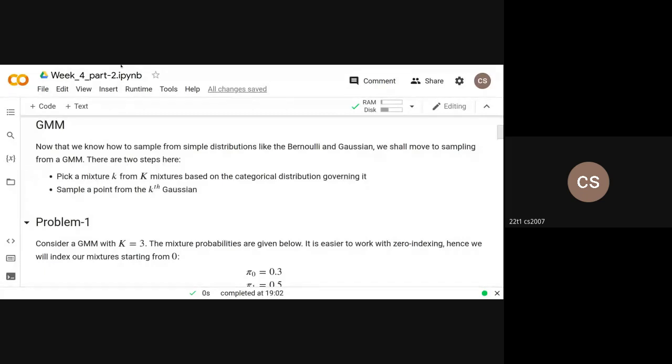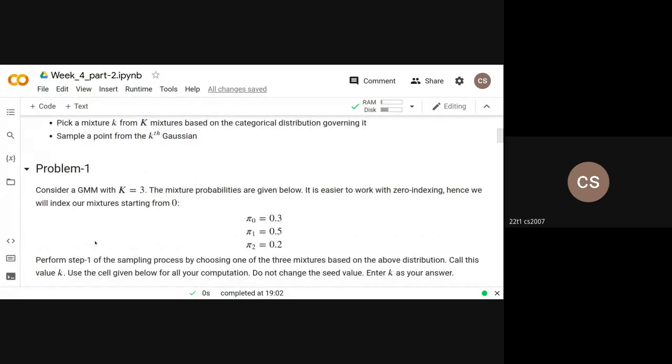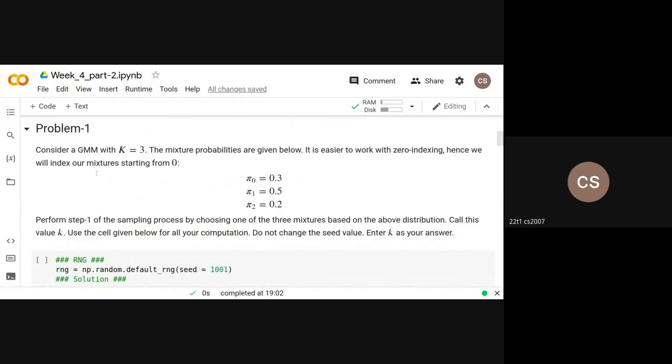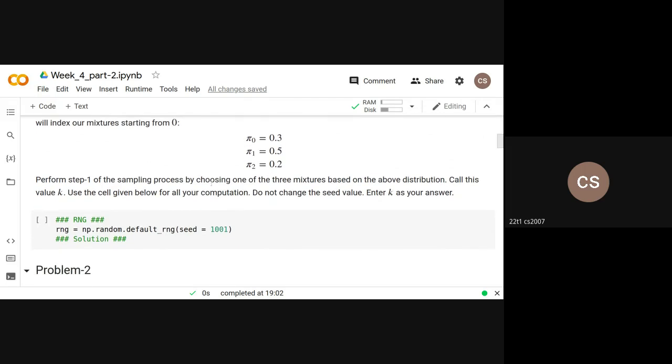GMMs. Okay, so what do we do here? In GMM, what we typically do is we first pick one of the K mixtures, and then we sample from that K mixture, right? So we have 3 mixtures here with probabilities 0.3, 0.5, 0.2, and we call them pi 0, pi 1, pi 2 because it's easier in programming to zero index things. So we need to sample one of these 3 mixtures. We have to choose a mixture.